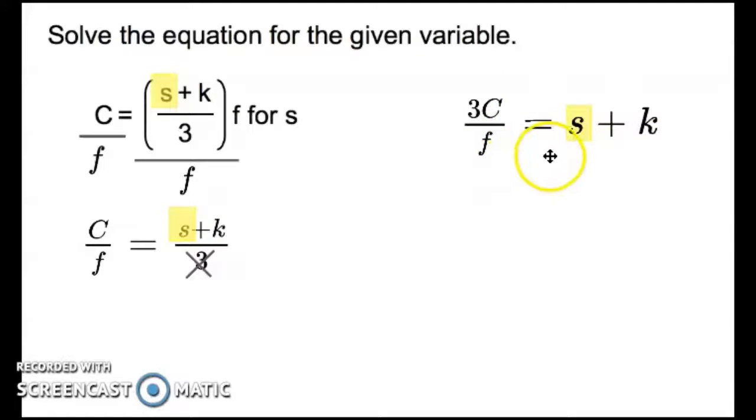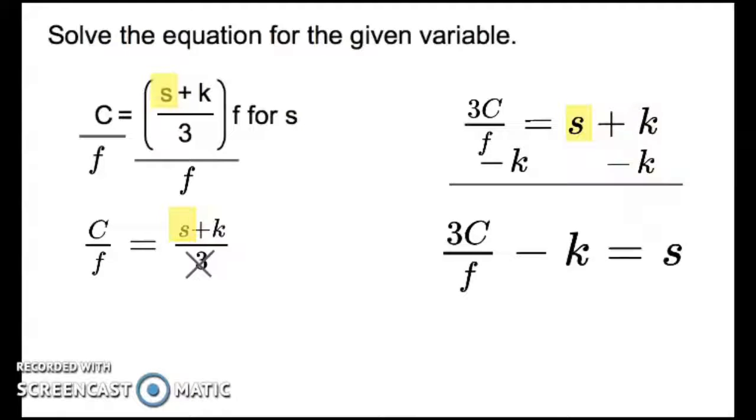Now to get the s by itself, we got to move the k, and we do that by subtracting k on both sides since k is being added. So our answer is going to be 3c over f minus k equals s. Just remember, capital C, lowercase f, k, and s.